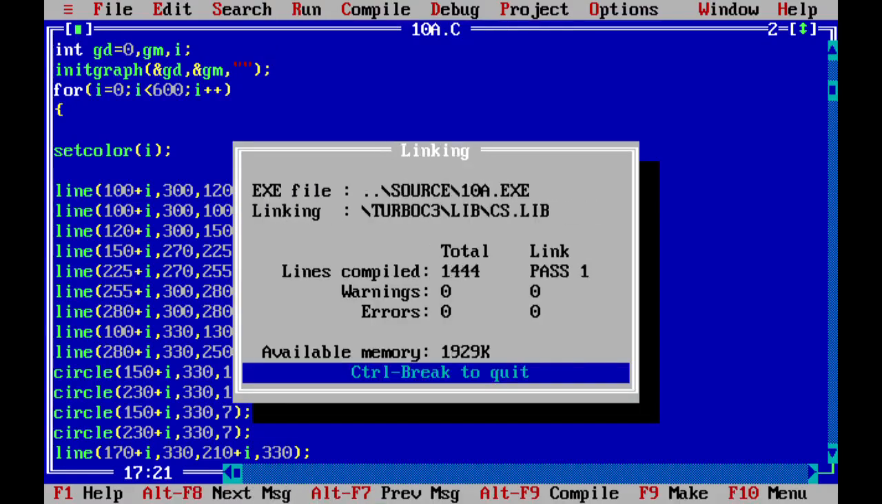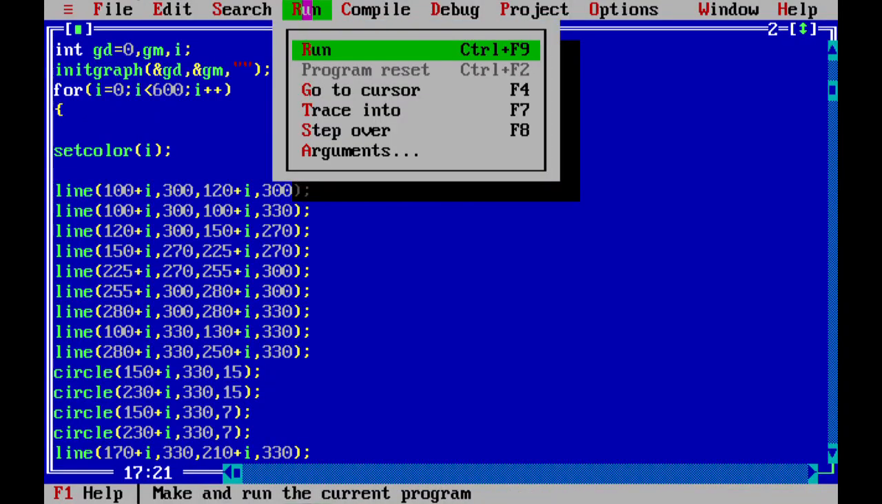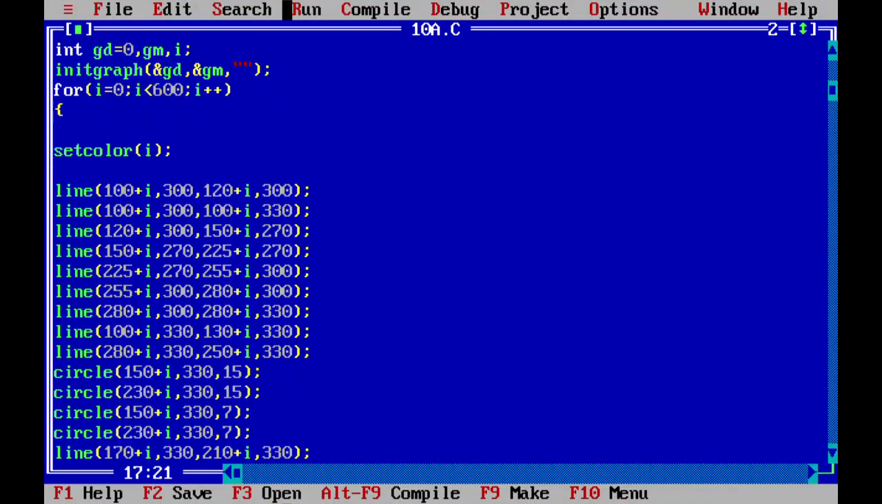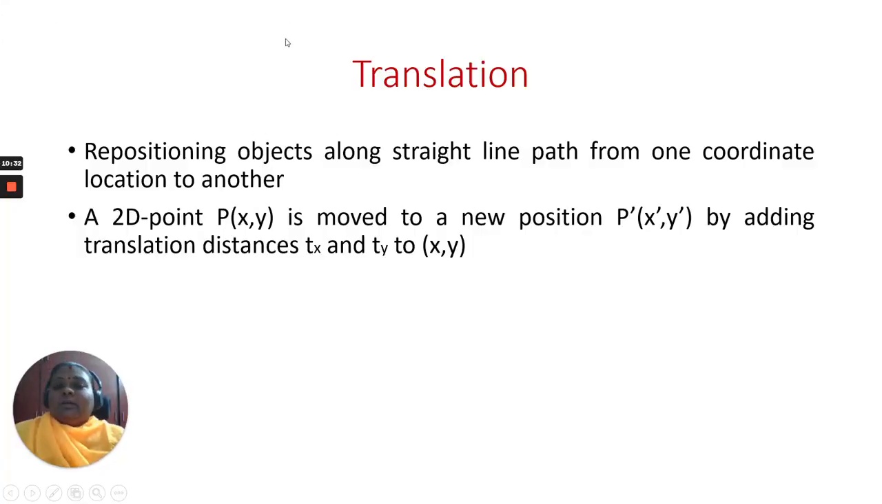Let's run the program. See here. So the car is moving, but the circle is not moving. If you're not clear, I'm just rerunning the program. So the car is moving, but the circle is still not moved. Because if you want to move the circle, it is not going to translate.